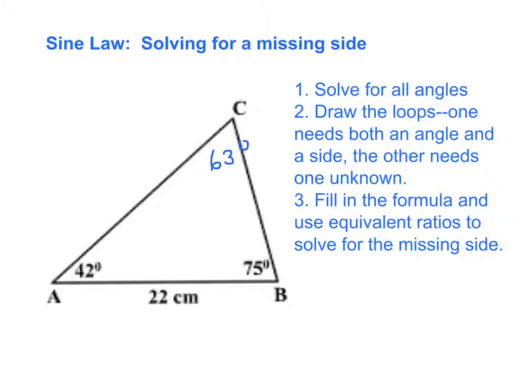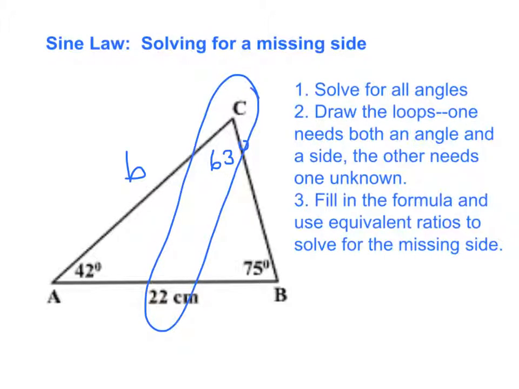Draw the loops. One needs both an angle and a side, and the other needs one unknown. So in this case we need to solve for an unknown, so how about we solve for little b. And here's one loop, and here's two loops. Fill in the formula and use equivalent ratios to solve for the missing side.